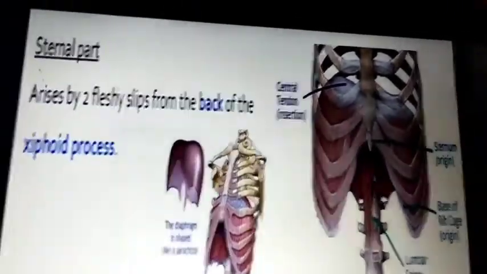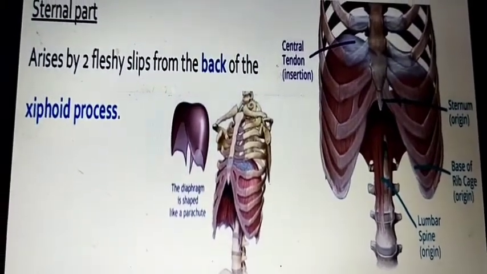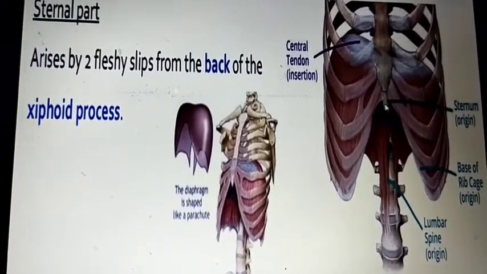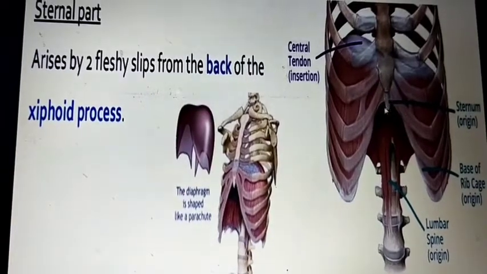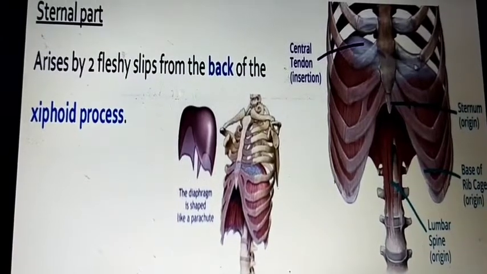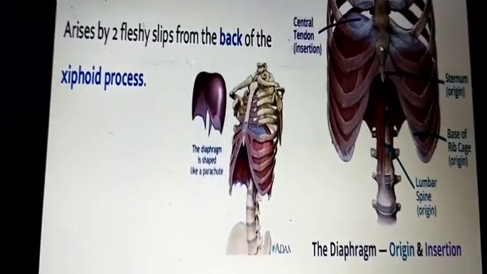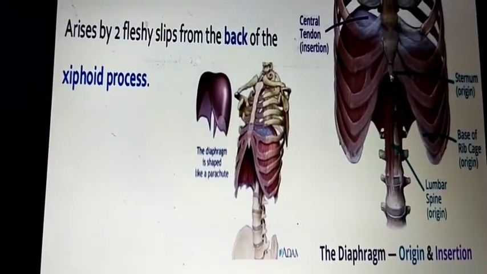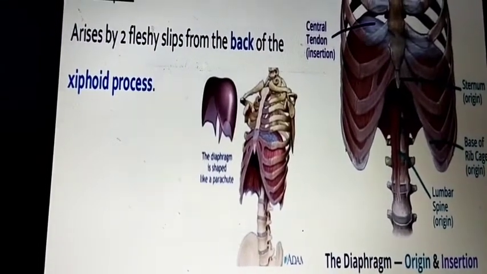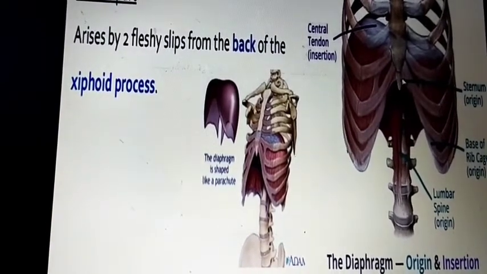In this slide, the sternal part is just behind the sternum, at the xiphoid process. What is white in color, you can see, is the tendinous part or insertion part. This is about the sternal part: it arises by two fleshy slips from the back of the xiphoid process.